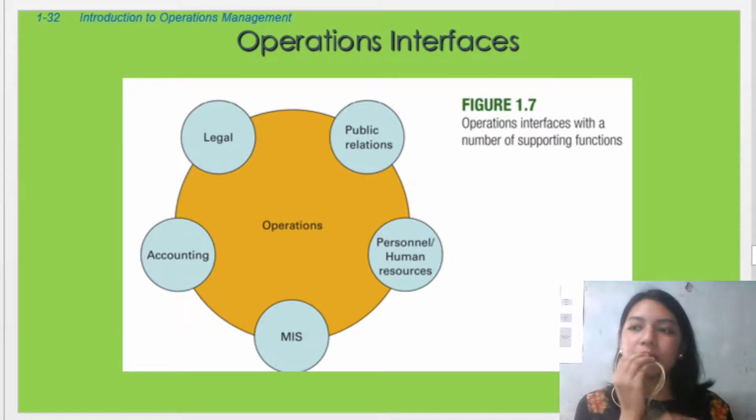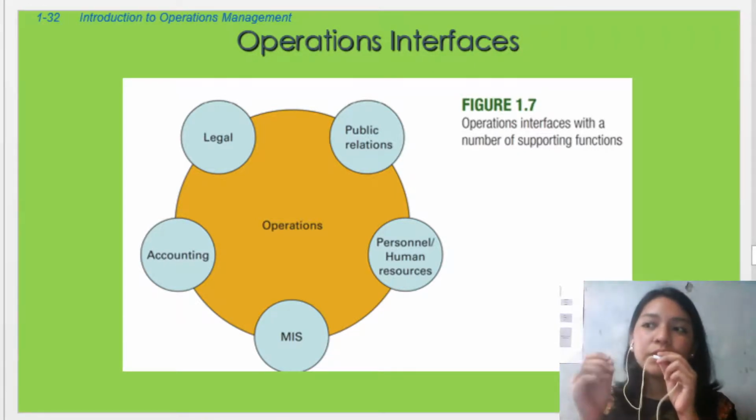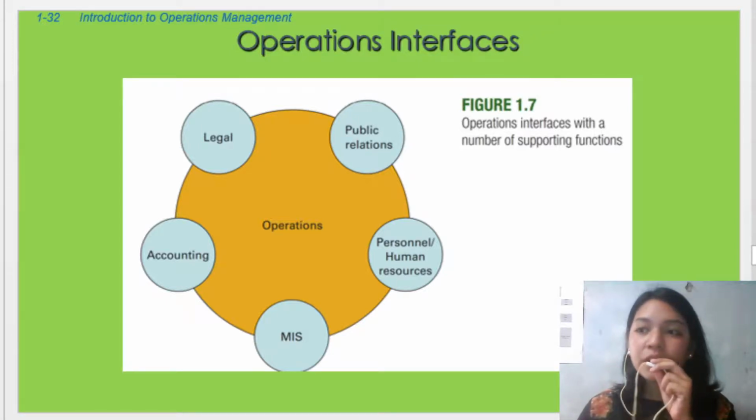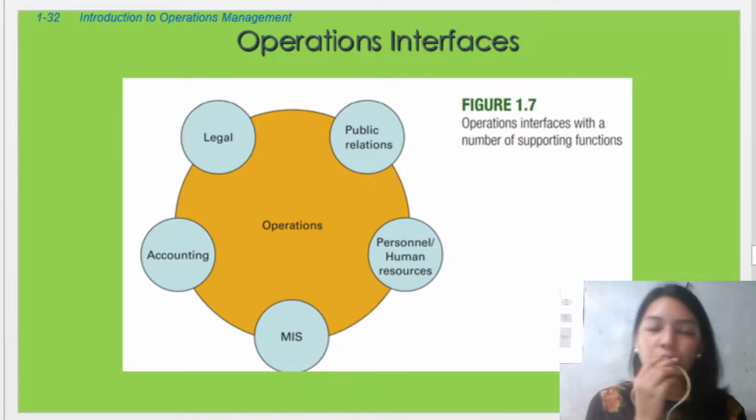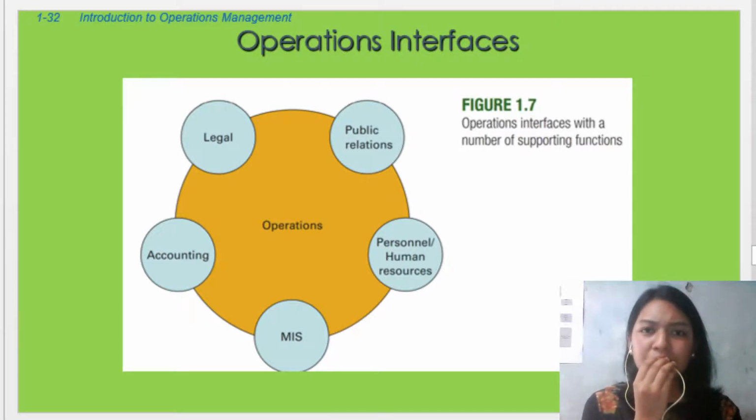Next is the Management Information System. It's concerned with providing management with the information it needs to manage effectively. Let's move on to public relations. Public relations is concerned with the image of the company. The job of public relations is to maintain a good image to the public.